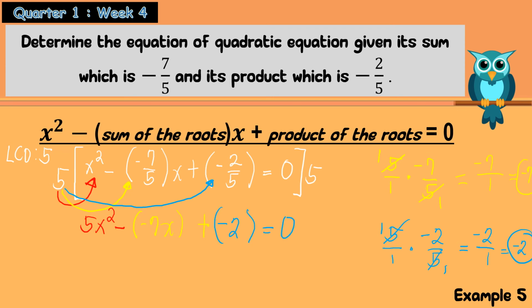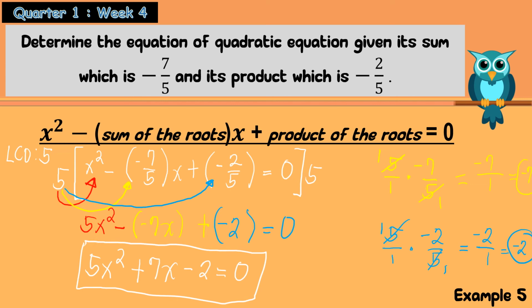Then, let us simplify our signs in each term. From the first term, you get 5x squared. Then negative times negative 7x is equal to positive 7x. Then positive times negative 2, you get negative 2 equal to 0. So therefore, this will be our quadratic equation given the sum of the roots, which is negative 7 over 5, and the product, which is negative 2 over 5.